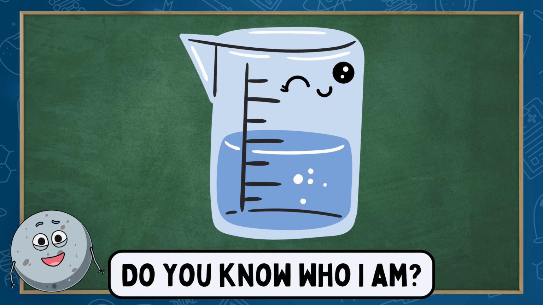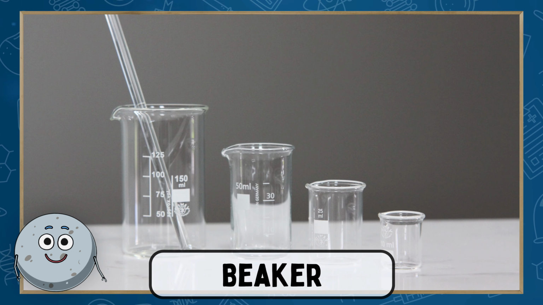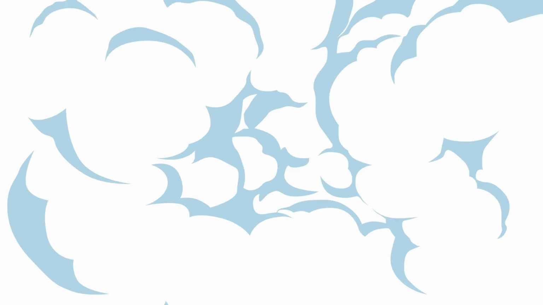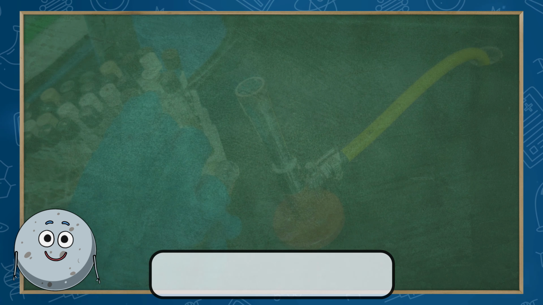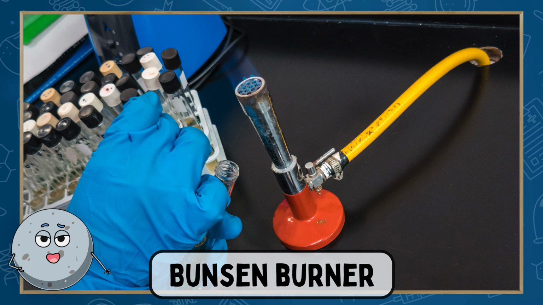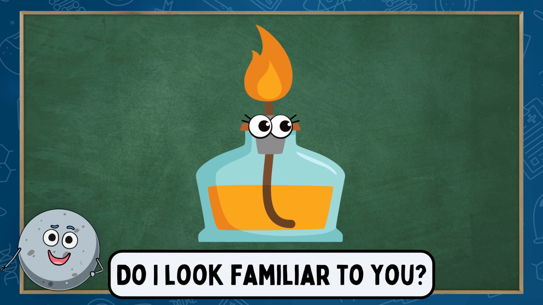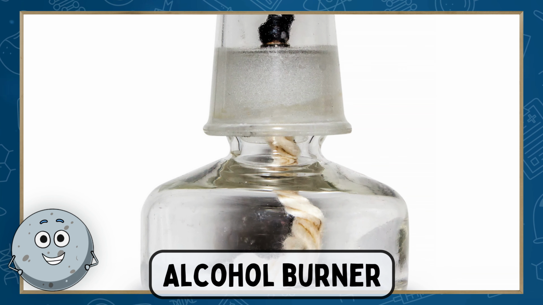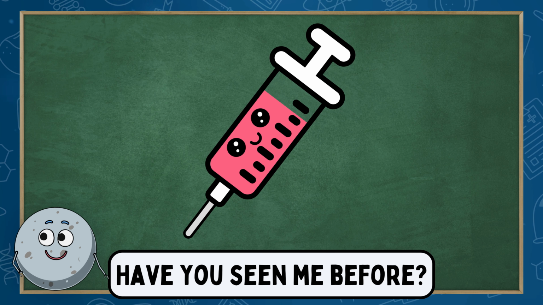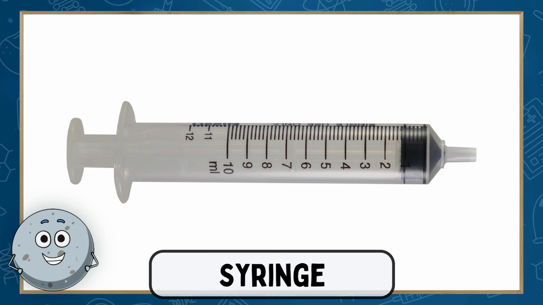Do you know who I am? I am beaker. Do you recognize me? I am Bunsen burner. Do I look familiar to you? I am alcohol burner. Have you seen me before? I am syringe.